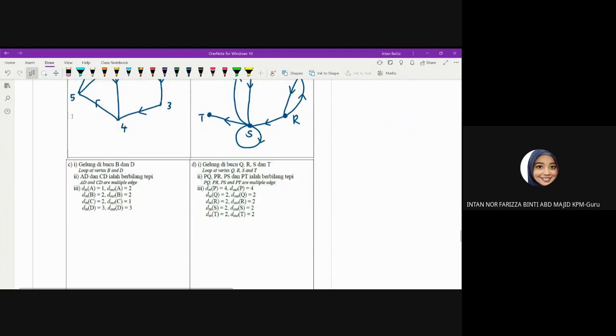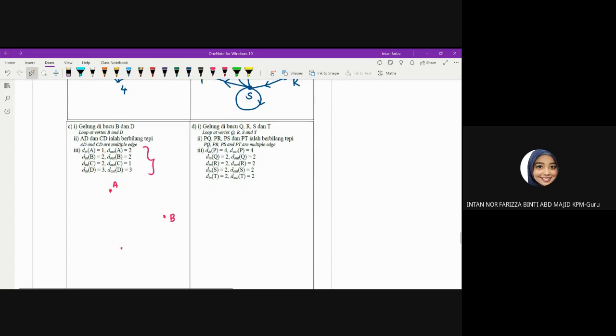Alright, so now let's move on to C1, 2 and 3. Let's look at C. How many vertices do we have? Let's look at question number 1. We need to have loops at vertex B and D. We need to have multiple edges at AD and CD, and we are given D in and D out. Whenever you see this kind of list, D in and D out, you know that this is a directed graph. How many vertices? 4, because you have A, B, C, and D. Let's label A, B, C, D. Now we have D in A.